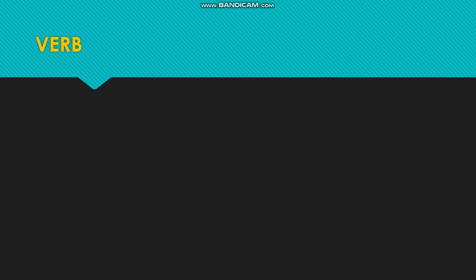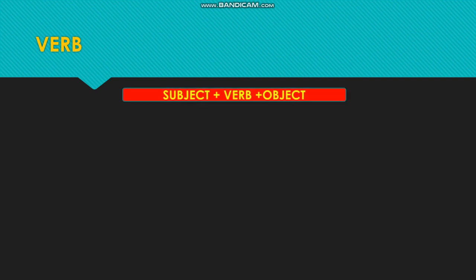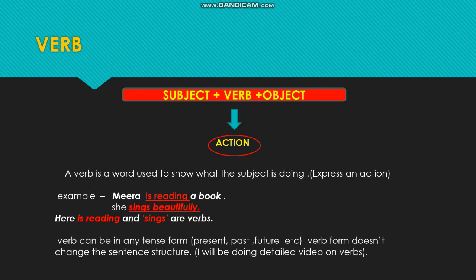Okay, now we are going to look at what is a verb. You saw in this subject plus verb plus object, what is this verb? Subject is the person who is doing the thing. Object is what the subject is doing it on, and verb is the thing the subject is doing. That is the verb. It is an action. The verb is an action.